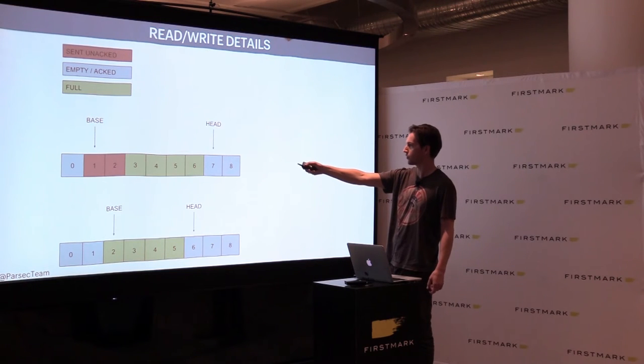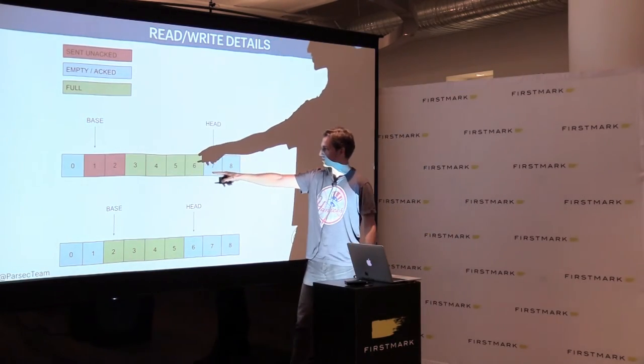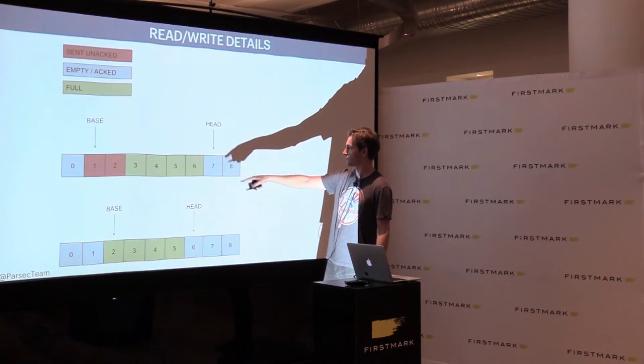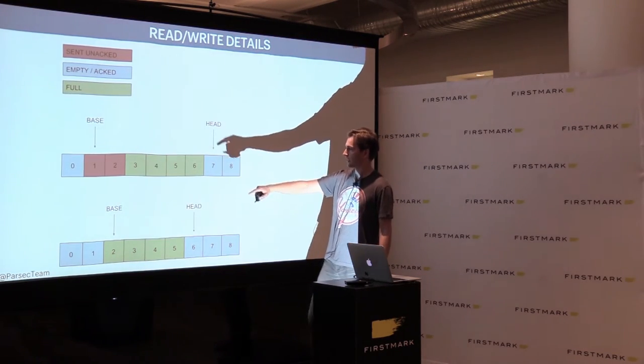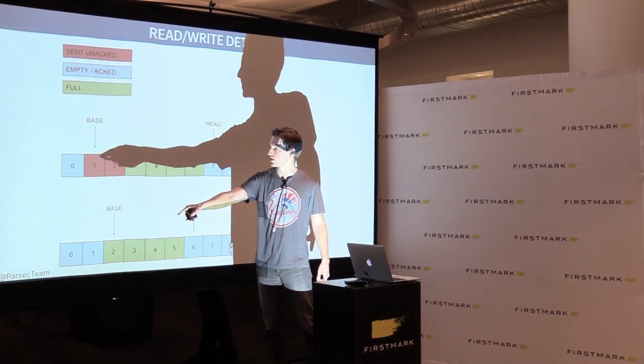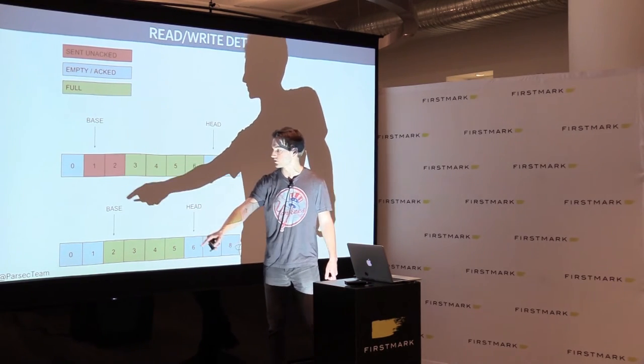In the write window, you've got your sent but unacked packets at the base there. You've got your written but unsent packets here in green. And then you've got your head, the area of the window that hasn't been touched yet. The base is over here, and this is waiting for an ACK. It's not going to overwrite this or move any further. It's going to keep checking this until it gets an ACK. And we'll move on to that when I get into retransmission.